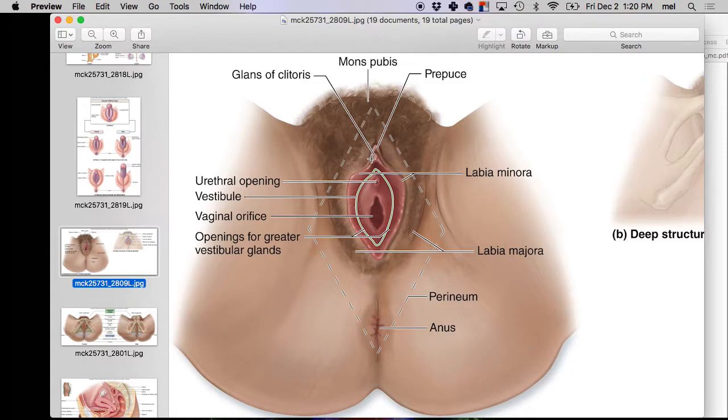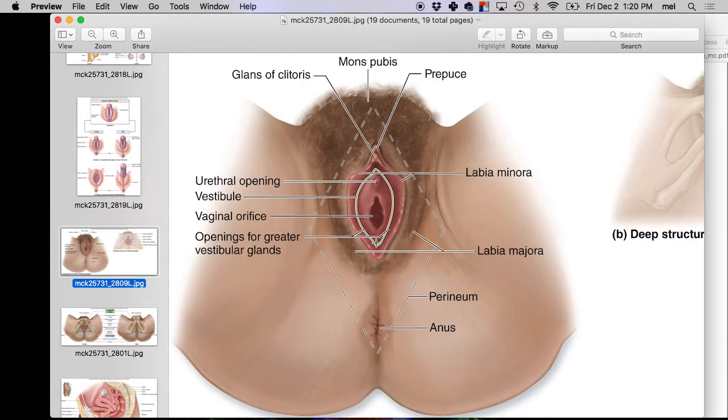Here's the doorbell, guys, right there, just in case you wanted to know how to get in. That's it. Okay, so here's the vestibule, and here's the doorbell. That's the clitoris. The clitoris is actually not in the vestibule. It's above the vestibule. Okay, and in the vestibule, you have the external urethral orifice, or the urethral opening, and then you have the opening to the vagina, the vaginal orifice.